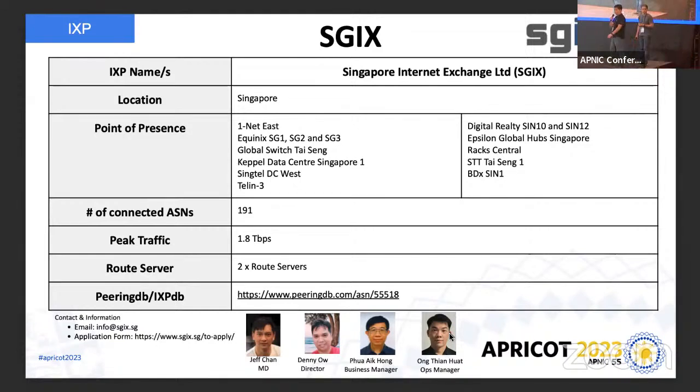Hi, afternoon. I'm Danny from SGIX. We are AS55518. Currently, we have more than 191 ASN. Peak traffic is about 1.8 terabytes. We have two route servers. So any inquiry or if you need any more information, you can contact us at info@sgix.sg. Thank you.